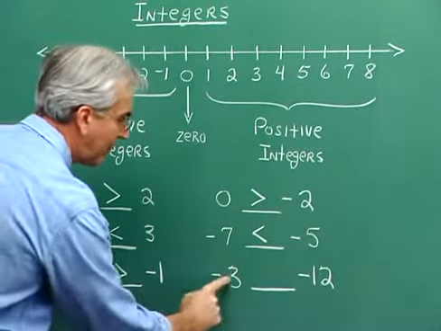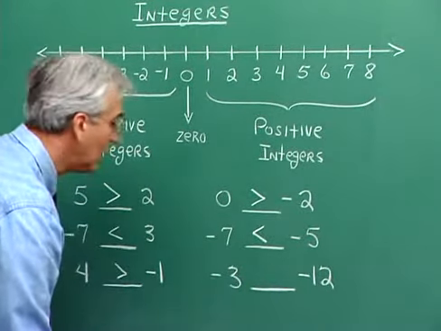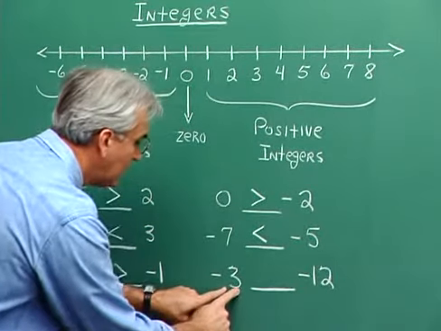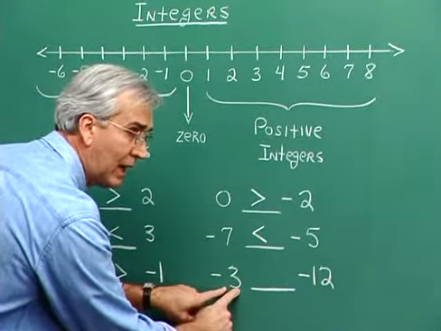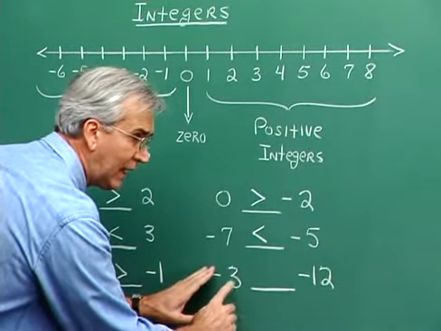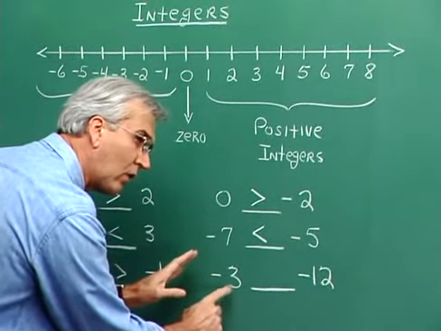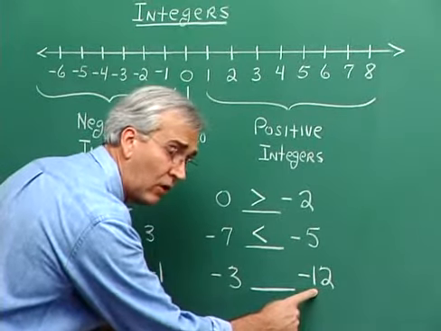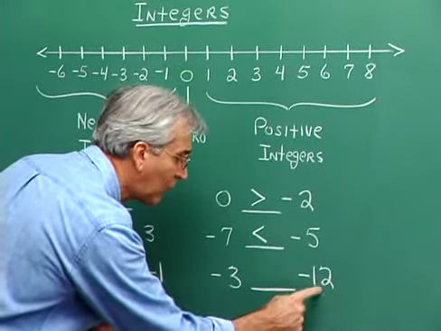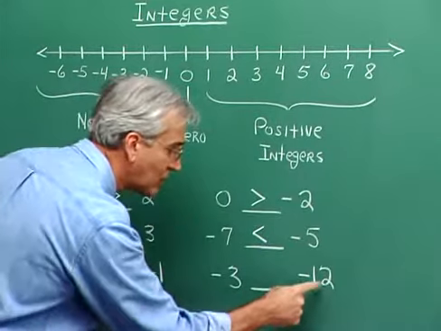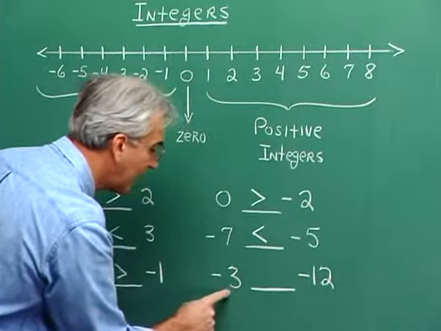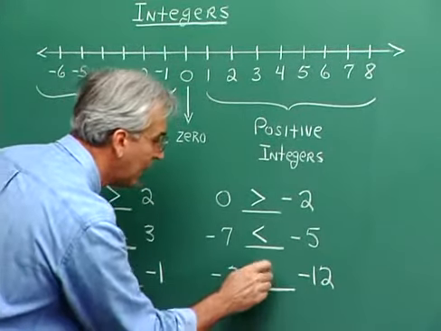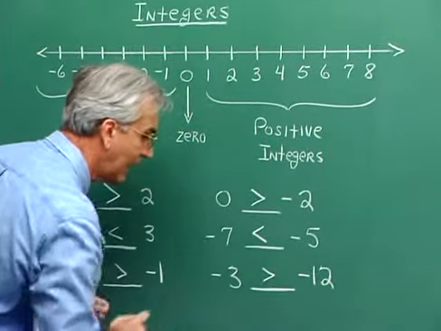Consider these two, -3 with -12. Let's see, we could look at it on the number line, but just think about it a moment. -3 is just to the left of 0 on the number line. -12 is way over to the left on the number line. So -12 is farther to the left, and so it's a smaller number than -3. We say then that -3 is greater than -12.